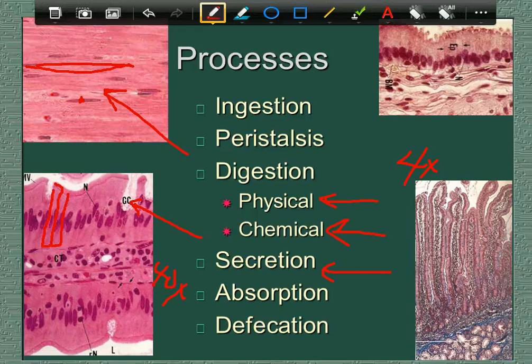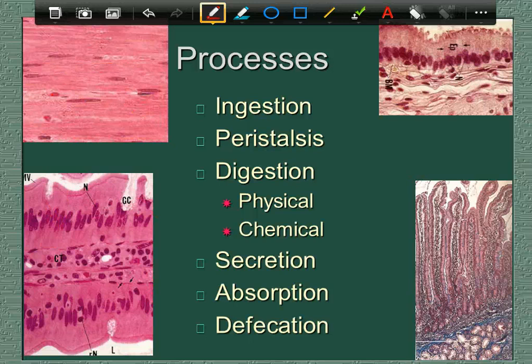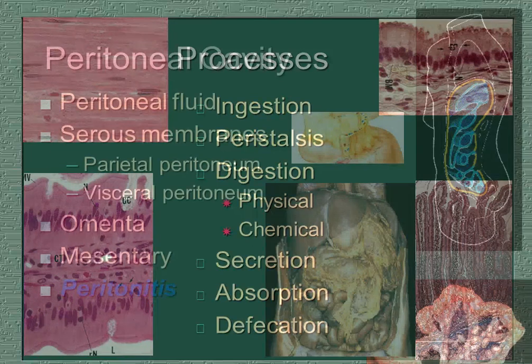Then, as I mentioned before, the materials are going to be absorbed into the blood through the small intestinal wall, primarily. And then the stuff that doesn't get digested has to go out as feces, and that's going to be defecation. So there's a kind of a run-through of where we're going here.